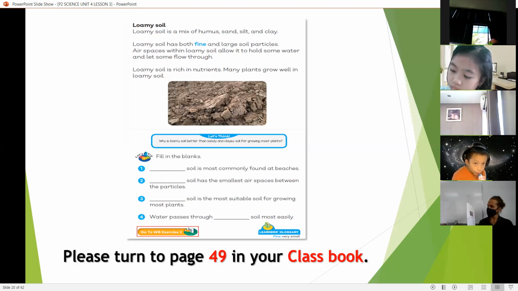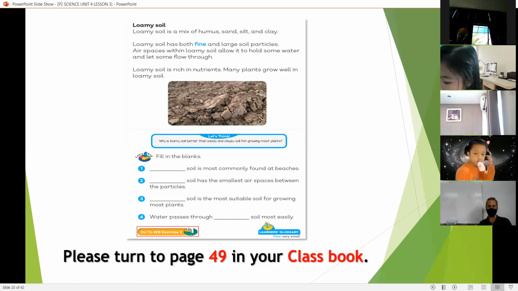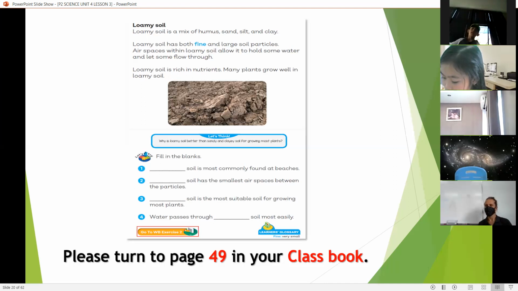So guys, what soil can you see on page 49? What soil can you see? I think it's clay soil. Not clay soil, no. Loamy soil.